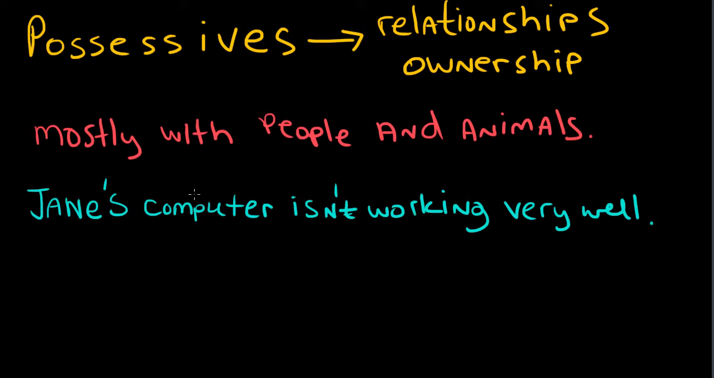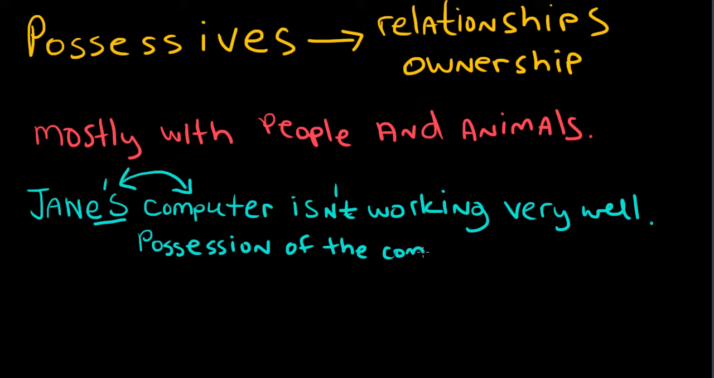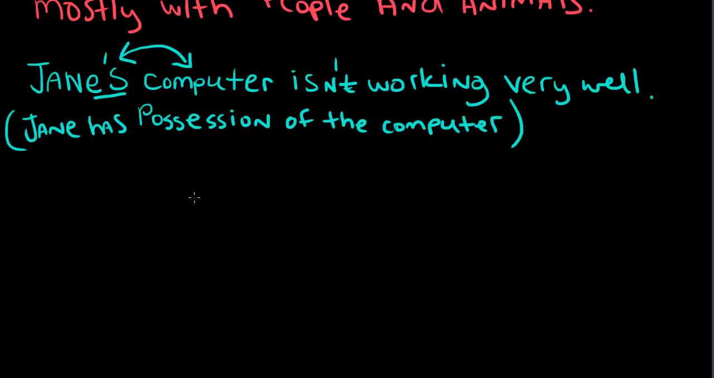So here, Jane's with the apostrophe S means that this computer belongs to Jane. It is her computer. So Jane is a person and this is her computer. It means possession. It shows possession of the computer. It shows Jane has possession of the computer. So that's what this apostrophe S shows us when we see it in a sentence. Let's look at another example.